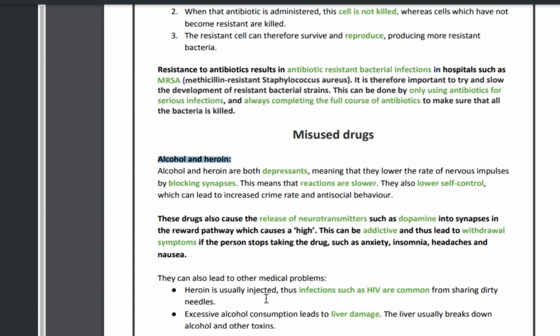Another one is excessive alcohol consumption, which leads to liver damage. When you take alcohol too much, it can damage your liver. You know what the liver does in your body? Deamination of excess amino acid. The liver helps to deaminate excess amino acid. It helps to do a lot of things. The liver is always informed when there's too much glucose in your blood to release what?